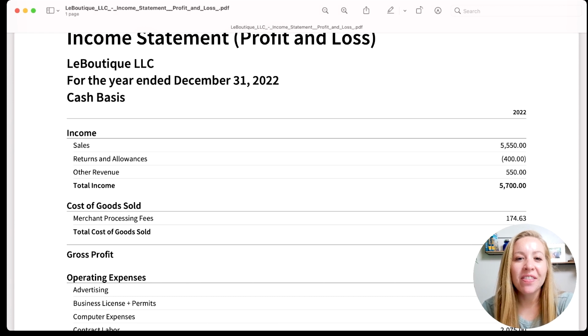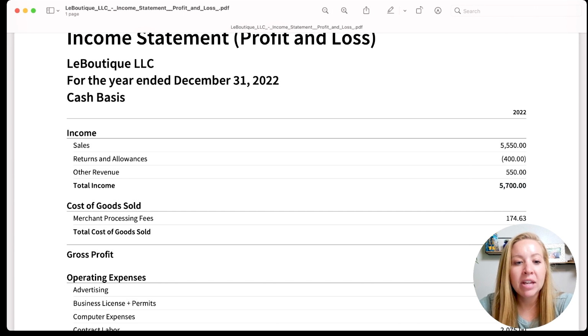So when we're looking at the income statement, we are going to start up here at the top with revenue or income. And this is all of the money that your business brought in for this full year period. And so this is obviously a really important number to know and understand and really will tell you a lot about the health of your business.